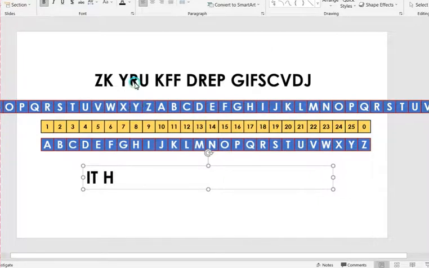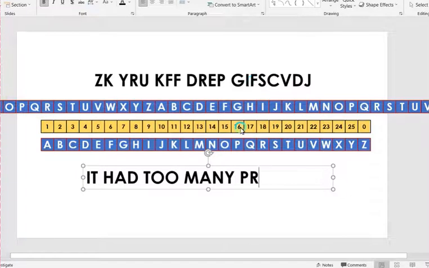letter H. R is now representing letter A. So U is for letter D, K is for letter T, F is for letter O, D is for letter M, R is for letter A, E is for letter N, P is for letter Y, G is now for letter P, I is for R, F is for letter O, S is for B, C is for L, V is for E, D is for M, and J is for S.